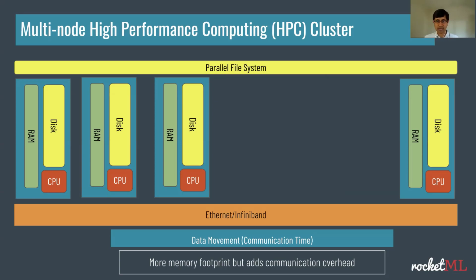And as you can see, once you have more of these nodes, there is data movement, not just from disk to RAM and RAM to CPU. You also need to move data between the nodes, right? That is the inter-node communication overhead. And so there is more memory footprint because you have more machines, but you also have to consider the communication overheads when you are trying to solve problems on an HPC cluster.